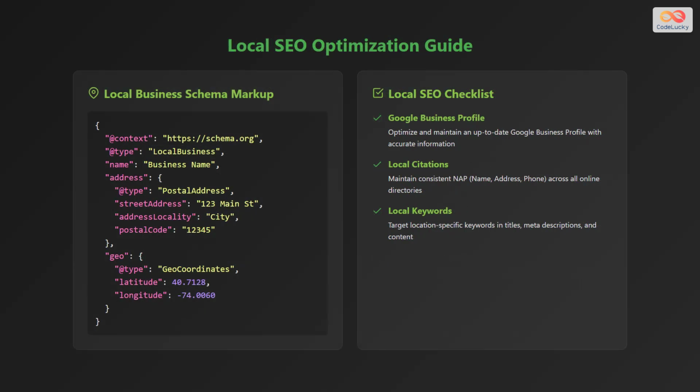Here is a guide to local search engine optimization. The local business schema markup helps search engines understand what your business is and where it is located. You should optimize and maintain an up-to-date Google business profile with accurate information. Maintain consistent name, address, and phone number, that is NAP, across all online directories. Target location-specific keywords in titles, meta descriptions, and content.